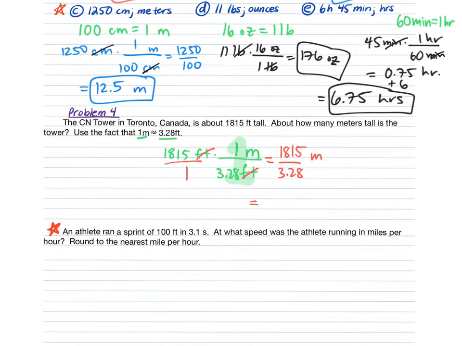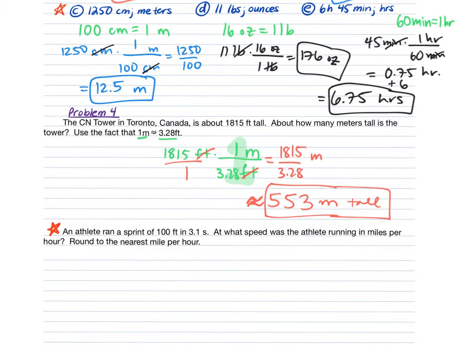About how many meters tall? It's about 553. We'll just round to the nearest meter tall. Okay. These just take practice, and if you just try to do them the same way every time, you get the hang of it.